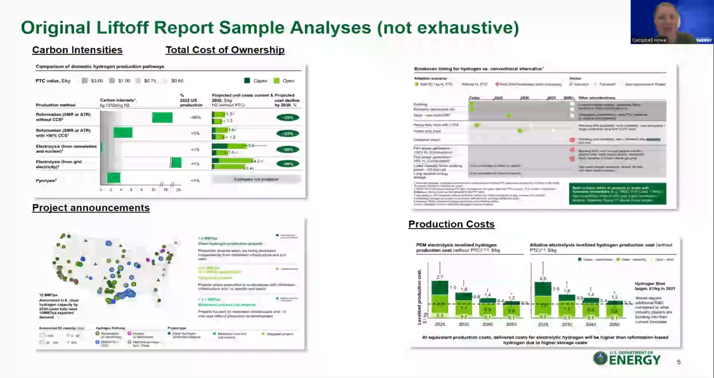So this slide is really meant to show just a small, non-exhaustive sample of analyses that we include in our liftoff report that underpin a lot of those key messages that I just walked you through. They range from spelling out the carbon intensities and associated costs of production pathways, to analyzing the pipeline of announced projects, to comparing production costs with the next best conventional or fossil-based alternative to determine at what point or at what time clean hydrogen might achieve liftoff. Again, I will call out that we are in the process of updating our fact base over the next couple of months with the latest market conditions, so please watch out for updates there.